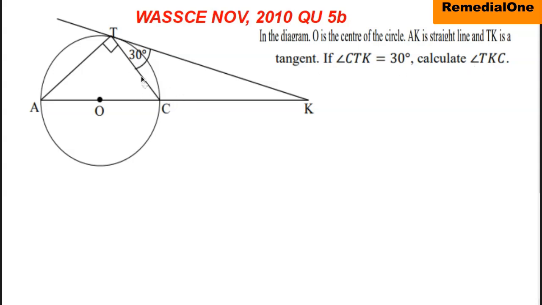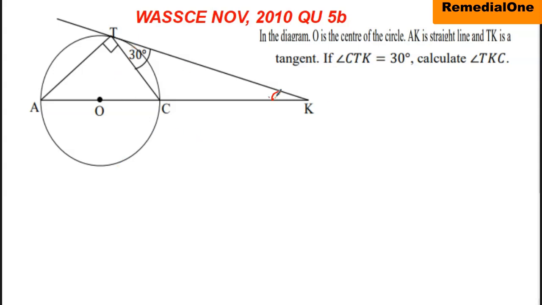So let's go to the diagram. Angle TKC. This is the angle that we are supposed to find. Now most of the time you don't go straight to finding the angle. There are some angles that you can find, even though that is not what you have been asked to find, but it will help you to get the actual answer. As I said, make use of the theorems, the statements about circles. You should have them.